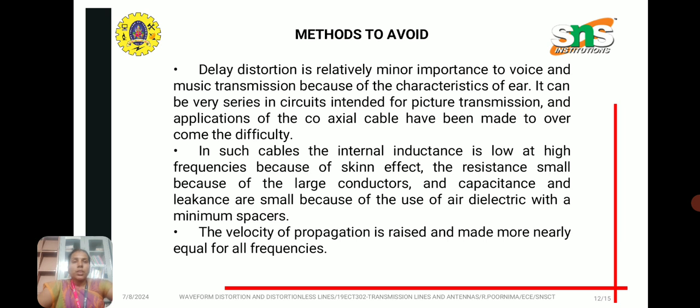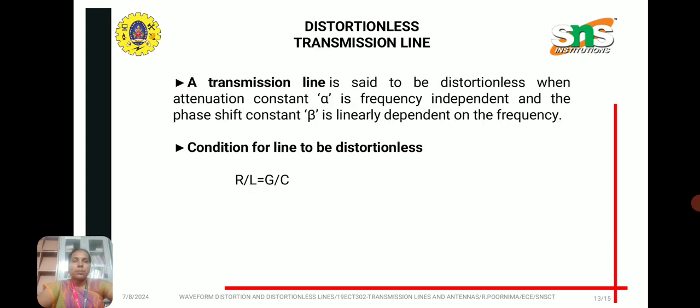Applications of the coaxial cable: in such cable, the internal inductance is low at high frequencies because of skin effect, and the resistance is small because of the large conductors. The velocity of propagation is raised and made more nearly equal for all the frequencies.